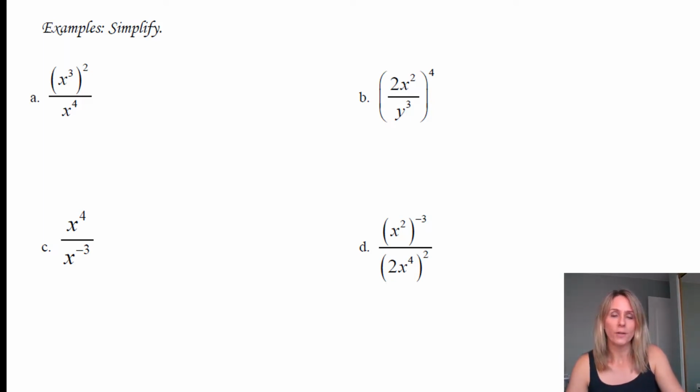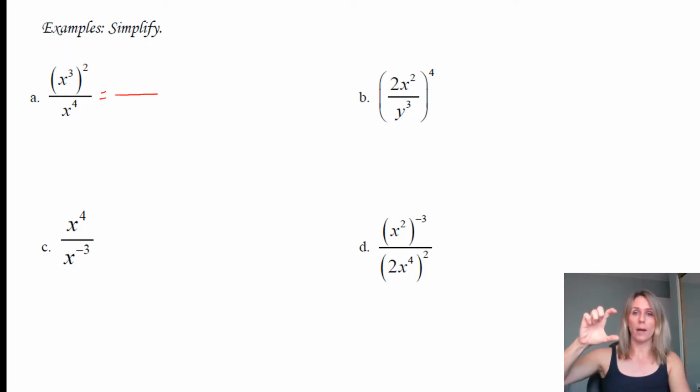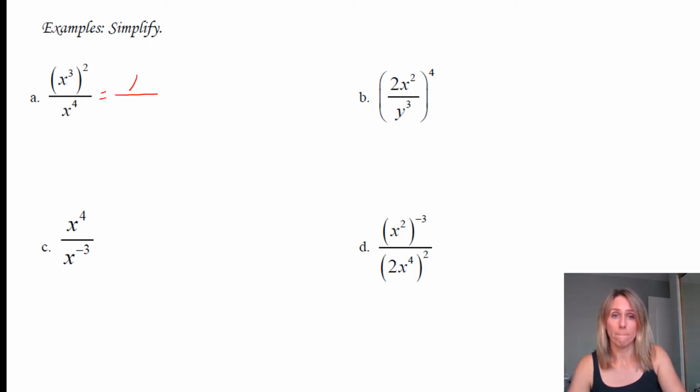Okay, so taking a look at the first problem, notice that it has all x's. We're only dealing with x in example A. And so now we're just using our rules here. So remember, we have x as our base, to the power of 3, raised to the power of 2, a power to a power. Think about what we're going to do to those powers. We are going to multiply them.